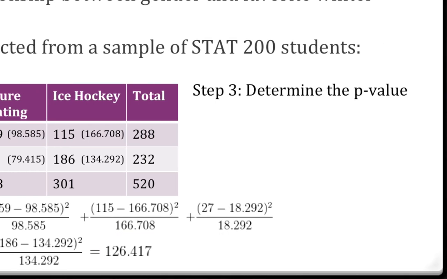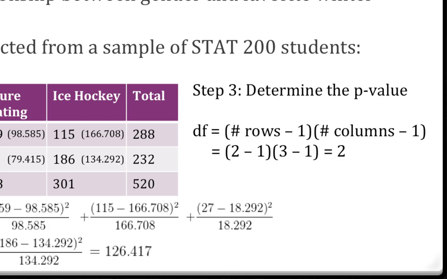In step 3, we determine the p-value. We're going to go to Minitab Express, and we'll construct a chi-square distribution. The degrees of freedom will be the number of rows minus 1 times the number of columns minus 1. We had 2 rows and 3 columns, so we have 2 degrees of freedom.